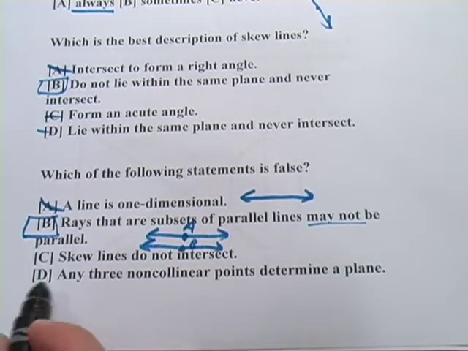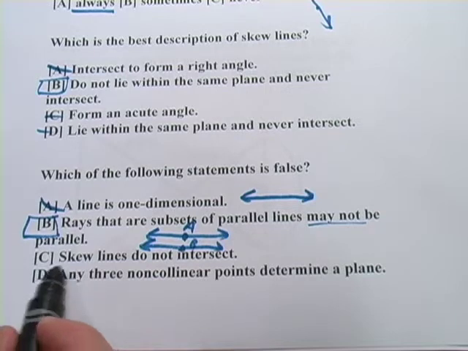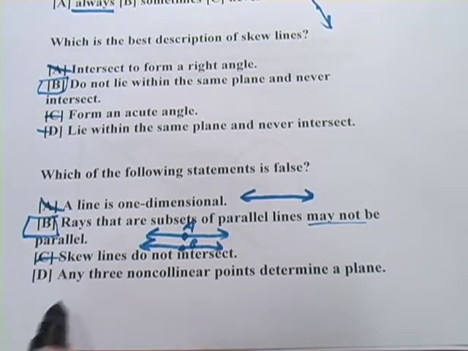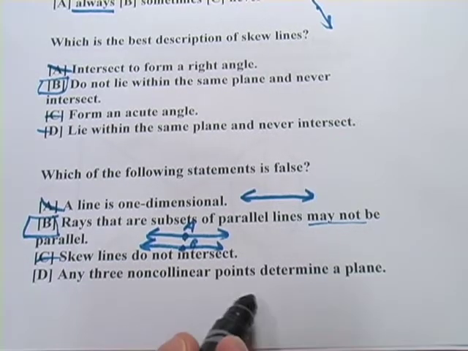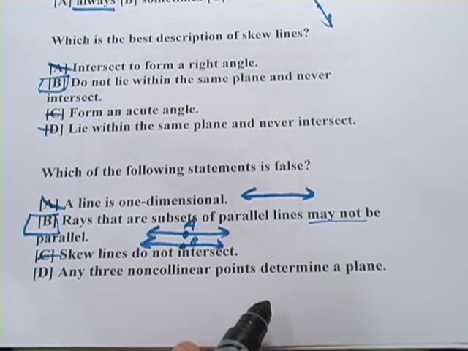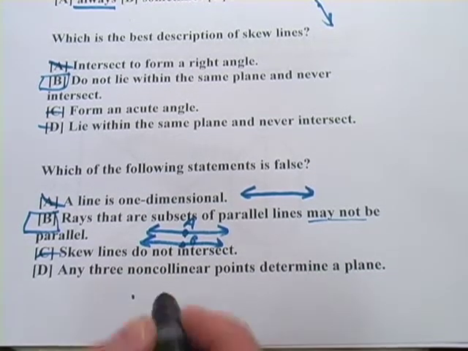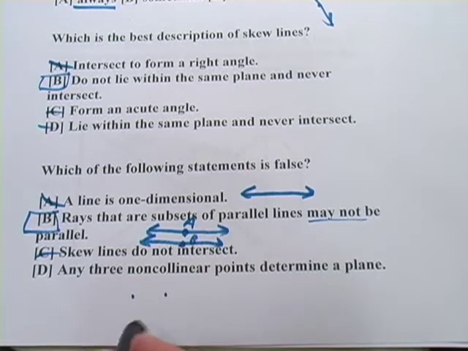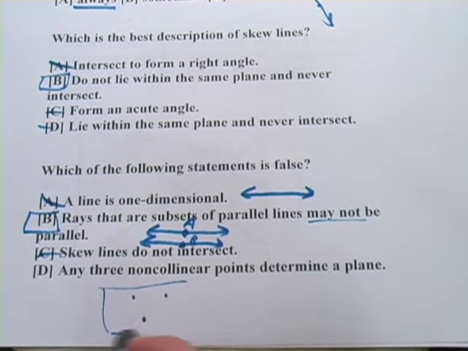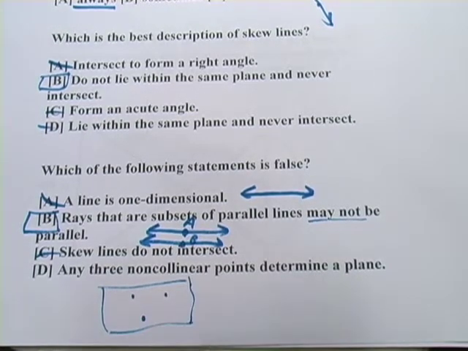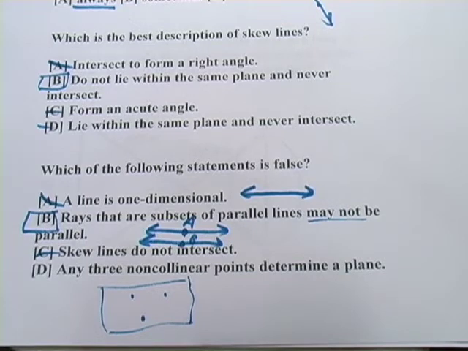Let's just make sure that C and D are correct. C says skew lines do not intersect. That's correct. And D, any three non-collinear points determine a plane. And that's true. Just like 2 points is enough to determine a line, 3 points is sort of the minimum requirement you need to determine a plane. So that's a little bit of work with some of these basic terms and definitions.